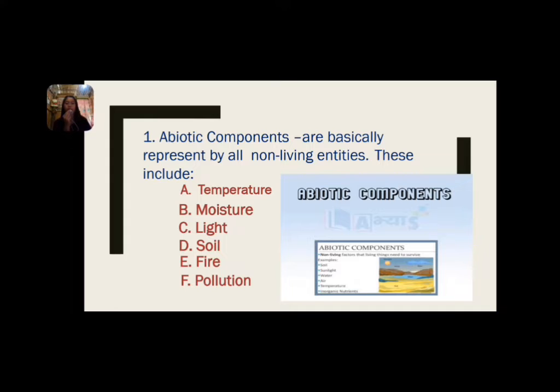The biotic factors refer to all the living beings present in an ecosystem, and the abiotic factors refer to all the non-living components like physical conditions, temperature, pH, humidity, salinity, sunlight, etc., and chemical agents, different gases, and mineral nutrients present in the air, water, and soil in an ecosystem. Abiotic components are basically represented by all non-living entities or kanang walay mga kinabuhi. This includes temperature, moisture, light, soil, fire, and pollution.